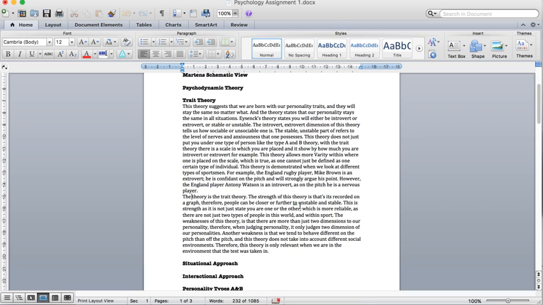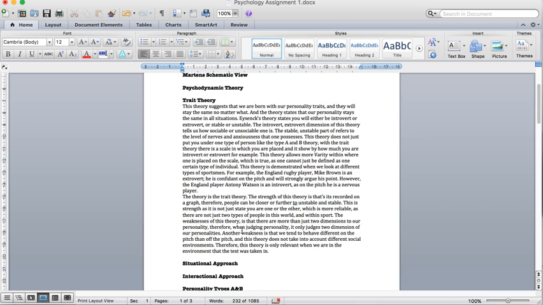So I've put the strength of this theory is that it's recorded on a graph, and therefore people can be closer or further to unstable and stable. This is a strength, as it is not just the state that you are one or another. It doesn't just state whether you're one or the other, which is more reliable, as there's not just two types of people in the world within sport.